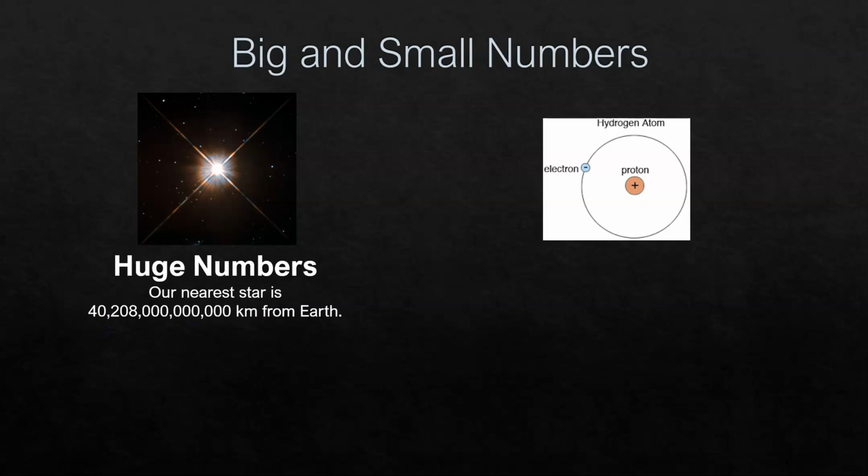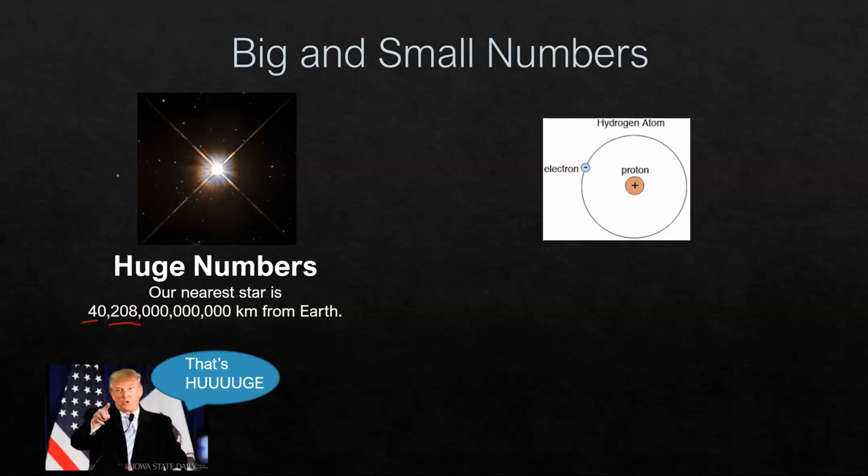Sometimes we deal with huge numbers. For example, the nearest star is a long way from the Earth. So here we have 40 trillion, 208 billion kilometers from Earth. That's a huge number. It's so big that our brains are not equipped to really know what 40 trillion, 208 billion actually is. That's huge.